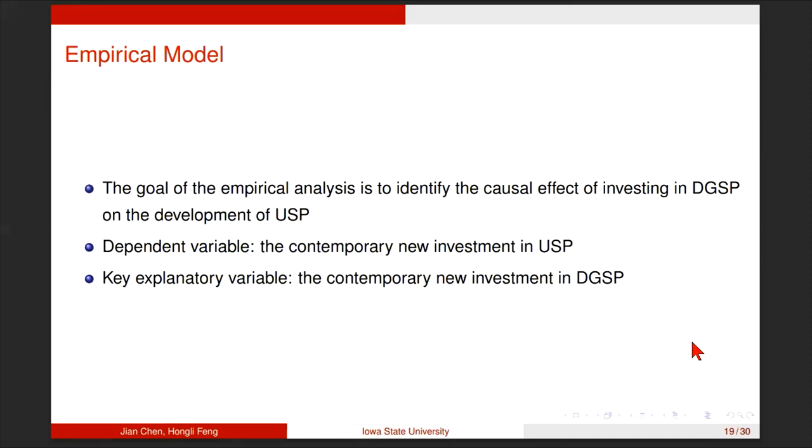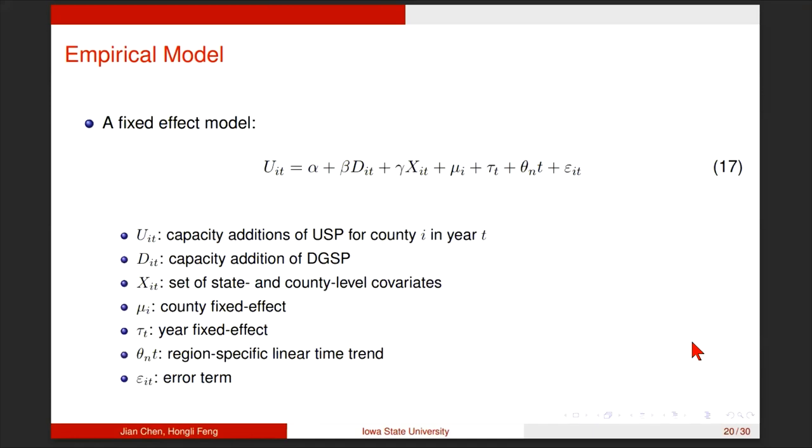The goal of the empirical analysis is to identify the causal effect of investing in DGSB on the development of USB. So in the empirical analysis, the dependent variable is the contemporary new investment in USB, or the capacity addition at the county level. And the key explanatory variable is the contemporary new investment in DGSB. Here's our baseline model, as shown in equation 17. We use the fixed effects model.